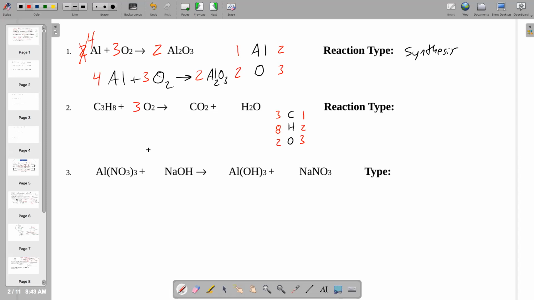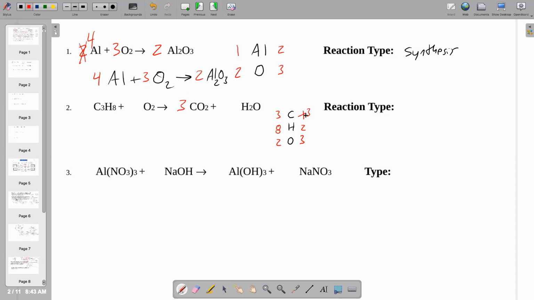So this one might be a little bit tricky, but you could just start with the carbons if you want. If it's not clear which one you start with, it doesn't really matter. You get a sense of how this all goes. You've got 3 carbons on the left, so you need 3 on the right. You put a 3 here.